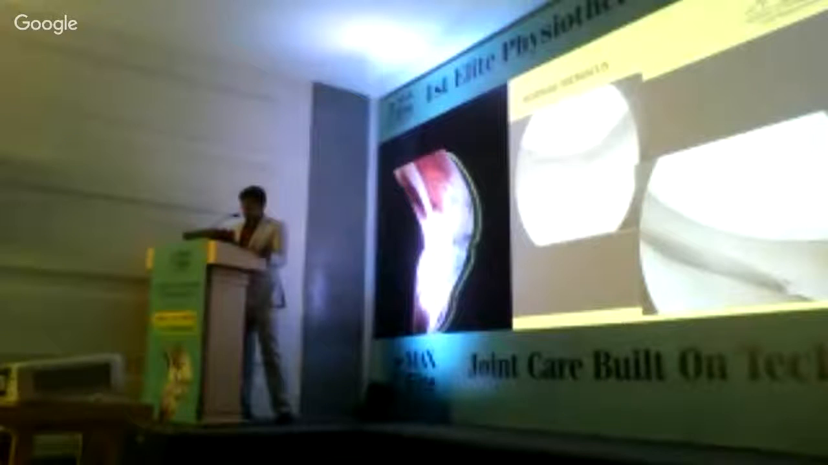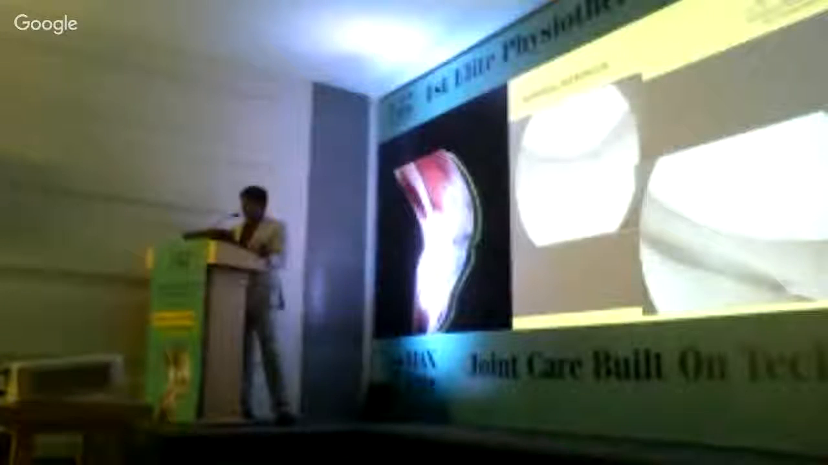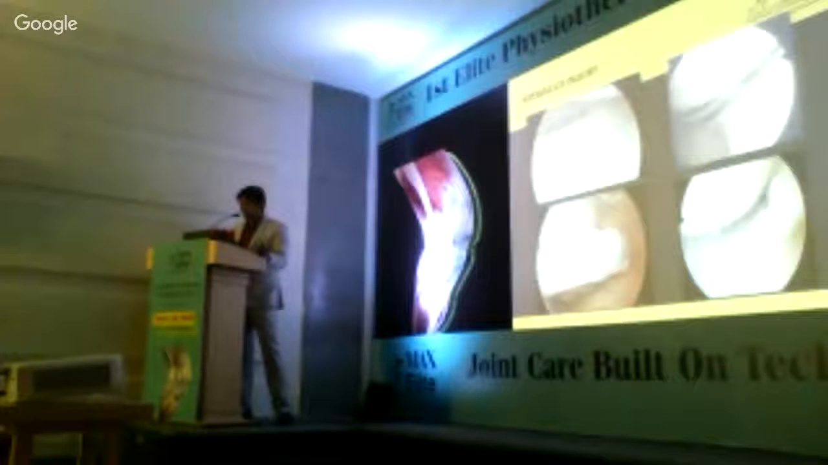This is, as we saw today, the normal appearance of the meniscus. The picture on the left is the medial meniscus. The picture on the right is the lateral meniscus. You can see the lateral meniscus is a bit above the tibial condyle because it is more lax or less bound to the joint. These are pictures of meniscal injuries.